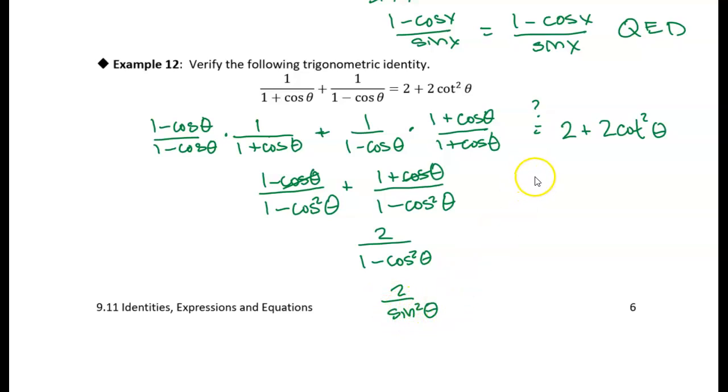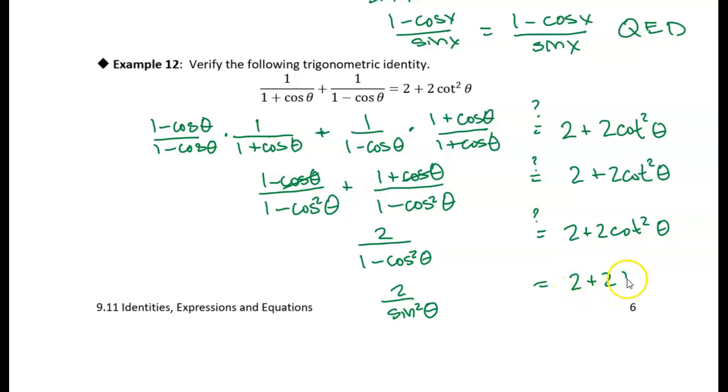Now I'm forgetting to copy this all down here to cotangent squared theta. This is what I'm testing, so I should probably copy these down. We're always trying to test if this is equal to 2 plus 2 cotangent squared of theta. So again, I haven't quite proved it yet.